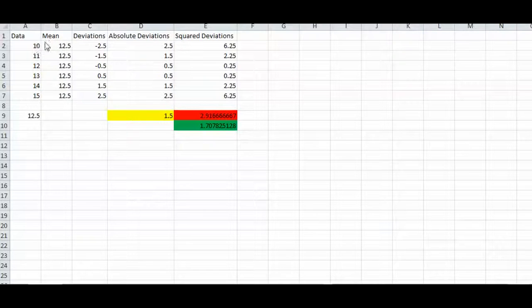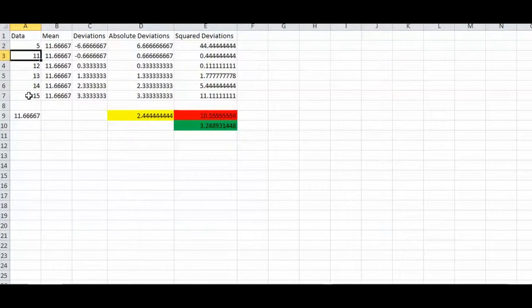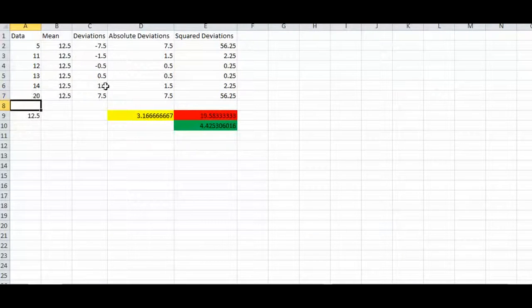So since this number will be further from the mean, it'll give us a bigger deviation right here. And also, if I change this to 20, this data value will be further from the mean of 12.5. So instead of it being 15 minus the mean, it'll be 20 minus the mean, which will give us a bigger deviation right here. So let's see that happen right now. Right, so these two deviations have increased. They've now gone up to negative 7.5 and 7.5.